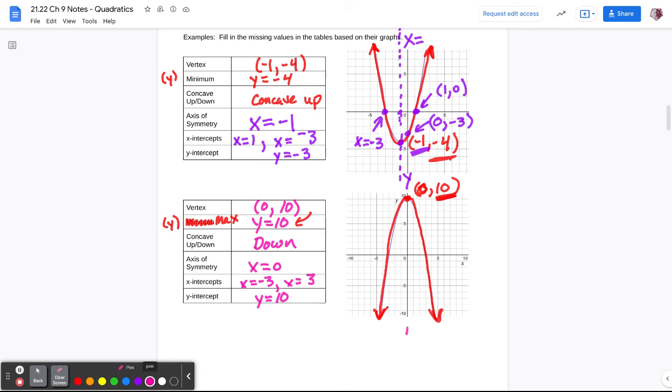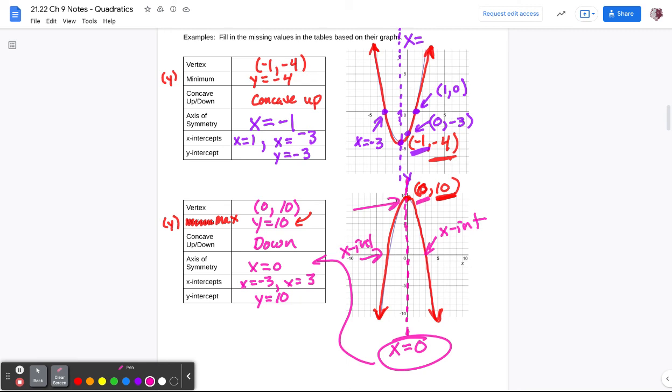Our axis of symmetry is the vertical line that divides the parabola into two parts, creates our symmetry. It's a vertical line. Where does it cross the x-axis? At 0. You'll notice that's the same coordinate as your vertex. x equals 0. You need to write your axis of symmetry as the equation of a line because we're writing an equation for that dashed line that we drew there. We have x-intercepts at positive 3 and negative 3. And then in this case, our y-intercept is actually also represented by our vertex.